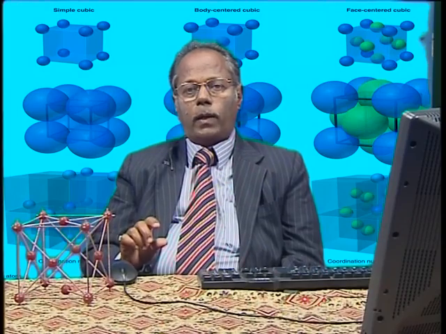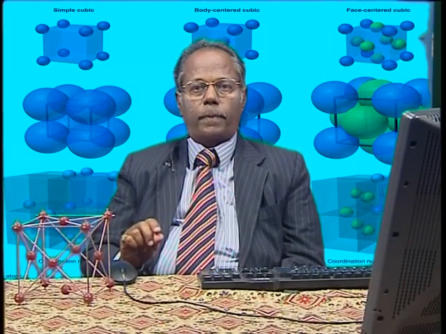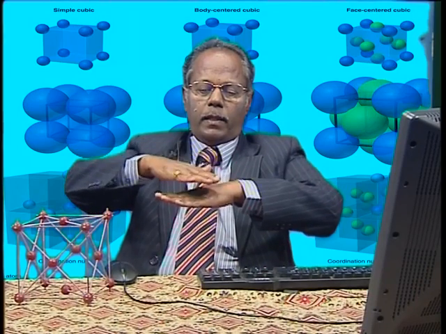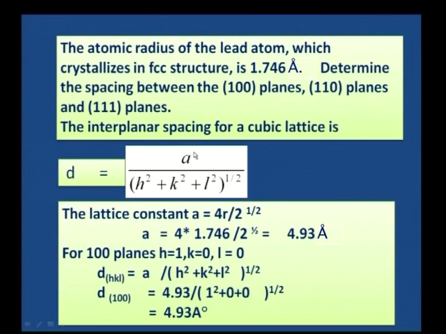You can calculate the interplanar separation, the distance separating the 2 planes. You have a plane here, and the distance separating the 2 planes, for a cubic system, will be d equal to a by square root of h square plus k square plus l square, where you know h, k, l are the Miller indices. Let us determine the spacing between 1, 0, 0 planes. Other things I am leaving to you, that is 1, 1, 0 and 1, 1, 1 planes, you can do it leisurely.